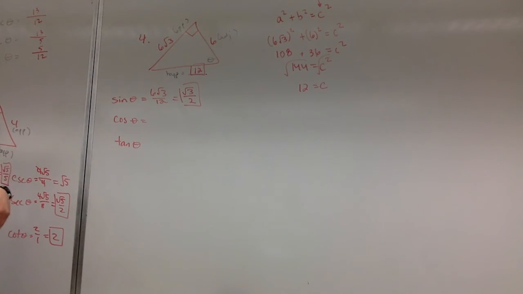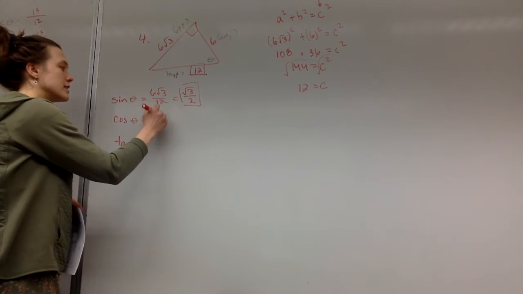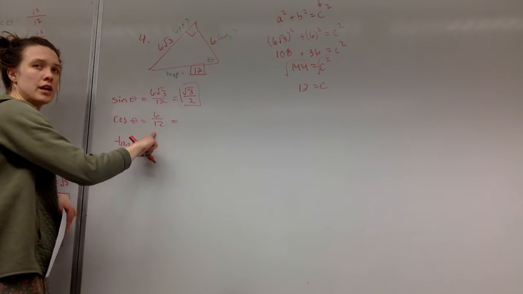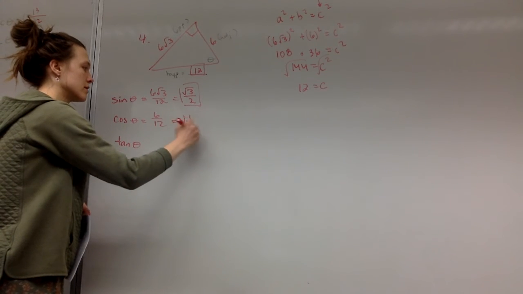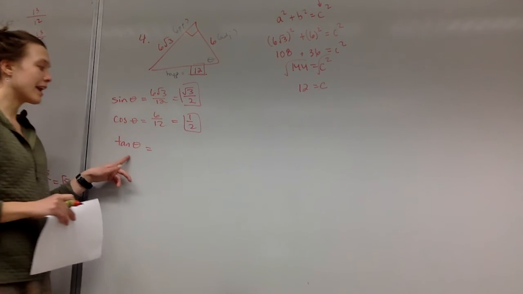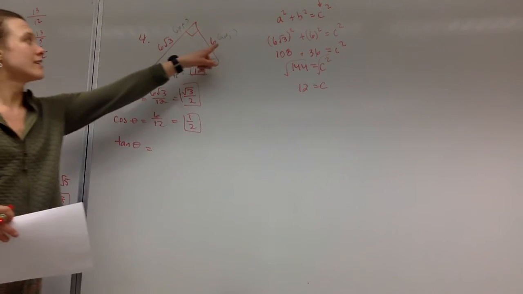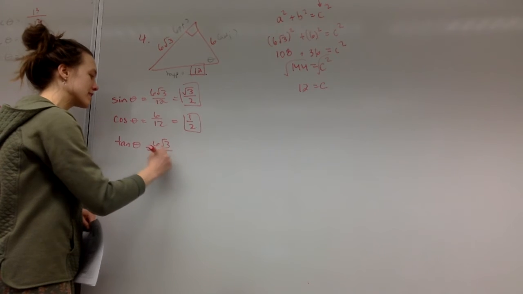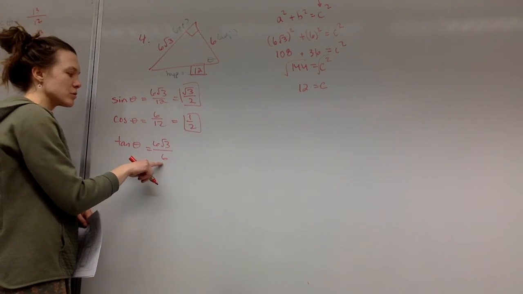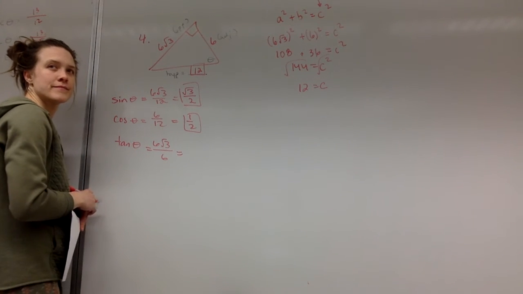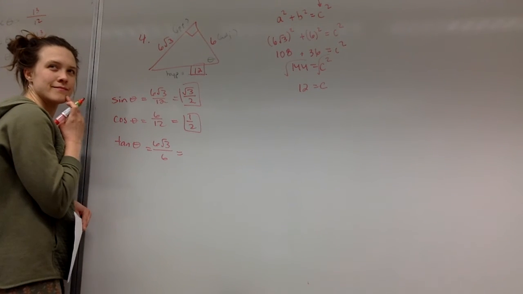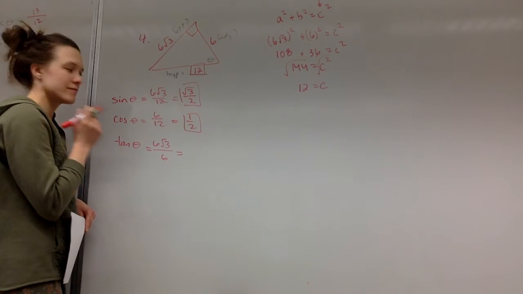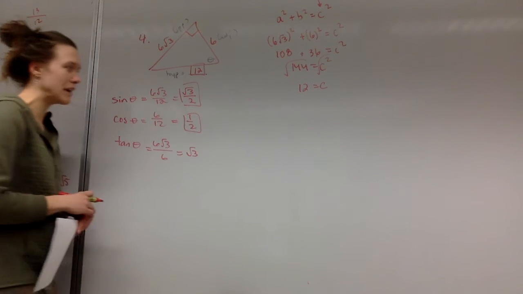Cosine is adjacent over hypotenuse. So we've got 6 over 12. Kristen, how do I simplify that one? 1 over 2. Nice. So tan is opposite over adjacent. 6 radical 3 over 6. James, how would I simplify this one? Divide by 6, which would give me radical 3.